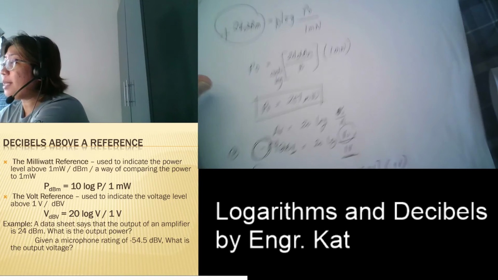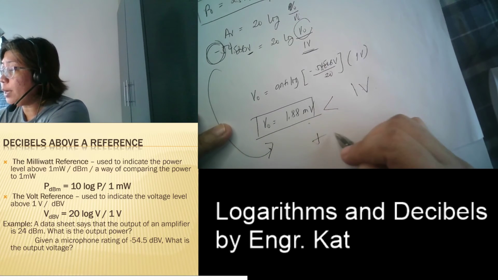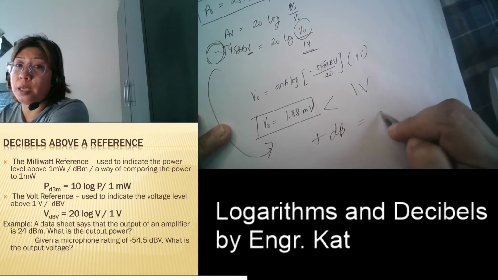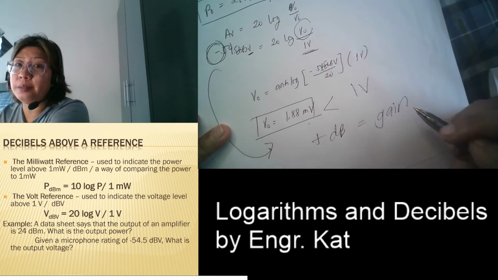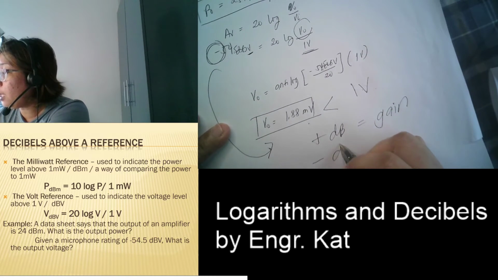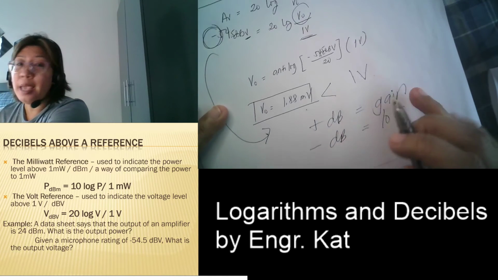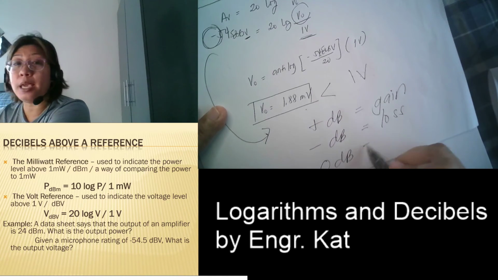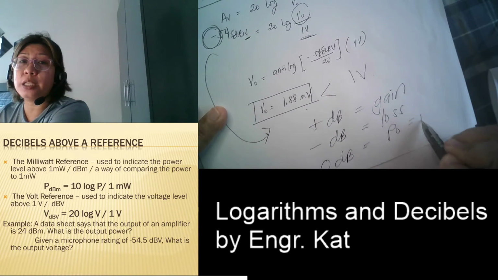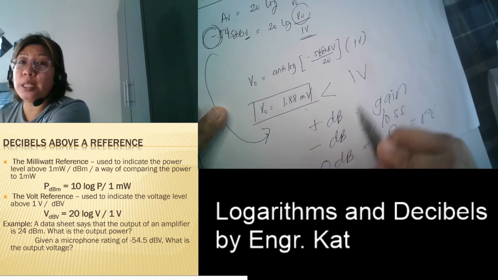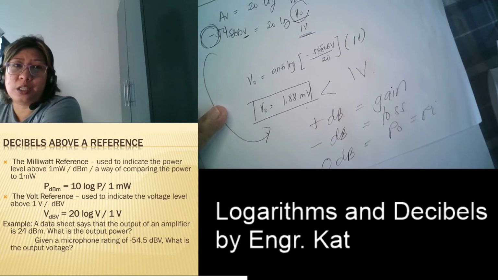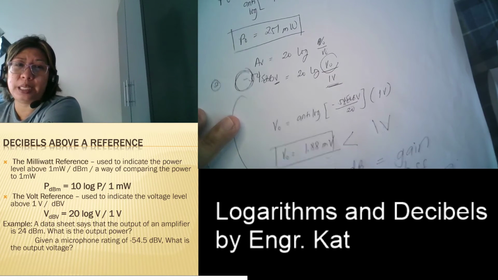Okay? So, a positive dB, always remember, a positive dB means you have a gain. A negative dB means you have a loss. And when you have 0 dB, your output is just equal to your input. So, it's neither gain nor loss. Okay? So, always remember that.